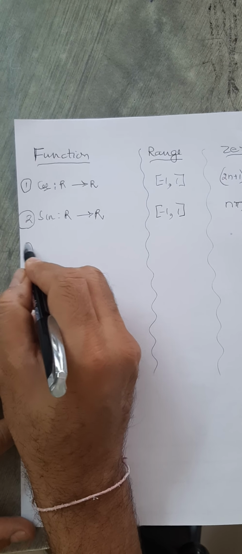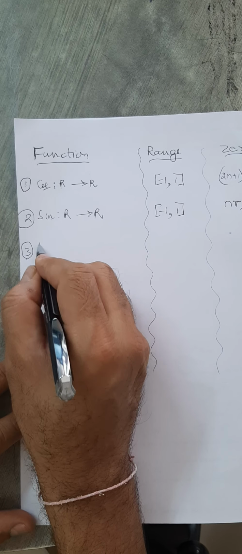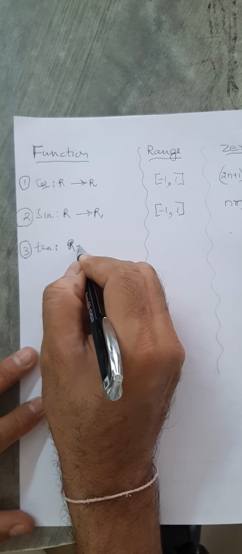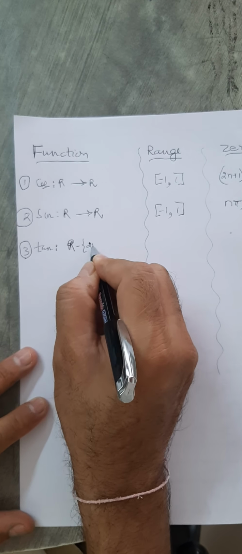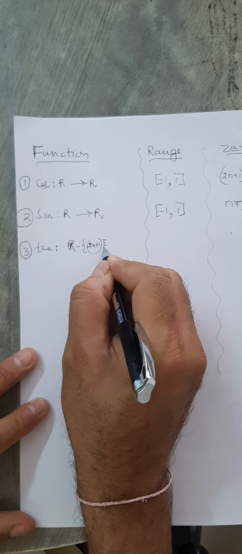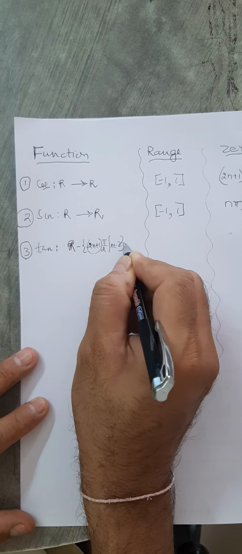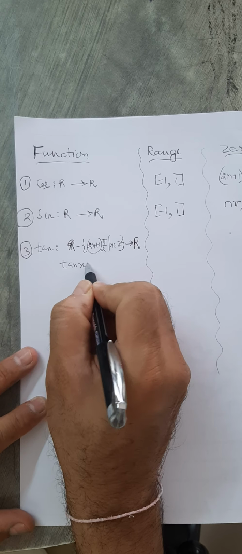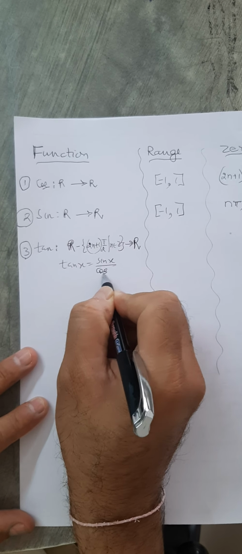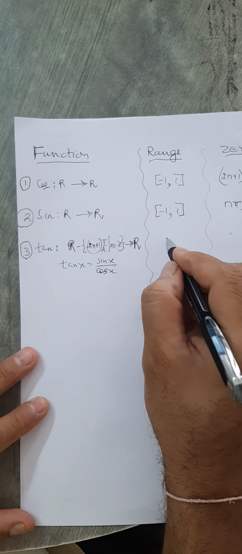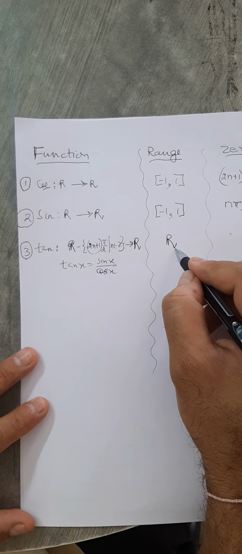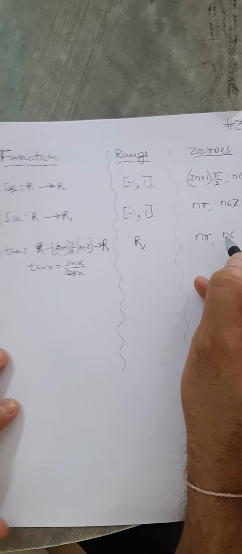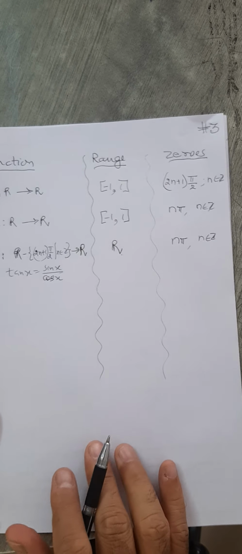Third, I'll go to tan function. Tan is a function from real numbers minus 2n plus 1 pi by 2, where n belongs to Z, to R, all real numbers. What is the definition of tan x? It is sin x upon cos x. So we have dropped all these 2n plus 1 pi by 2 values here. What's the range here? R. What's the zeros of tan function? That is same as sine function, which is n pi, where n belongs to Z here.